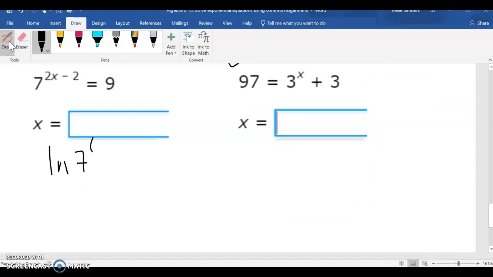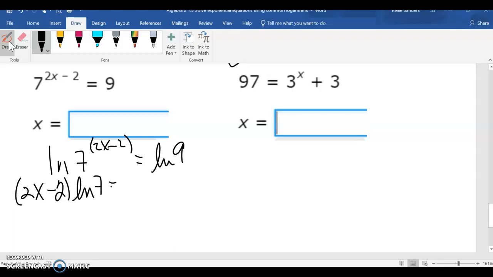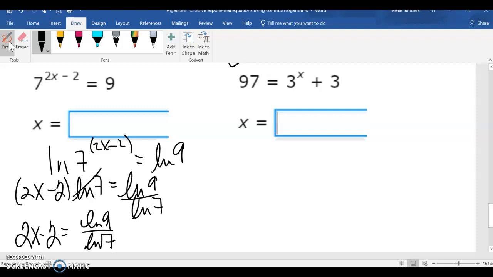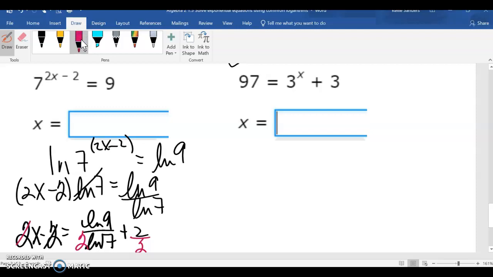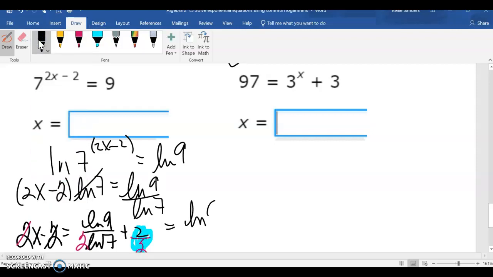Natural log 7 to the 2x minus 2 equals natural log 9. 2x minus 2 equals natural log 7, and then natural log 9 divided by natural log 7. 2x minus 2 equals natural log 9 over natural log 7. We're going to add 2. Then we're going to divide by 2. So the 2 goes on the bottom here, and the 2 goes on the bottom here. On this one, the 2 over 2 reduces. So our final answer is natural log 9 over 2 natural log 7 plus 1.